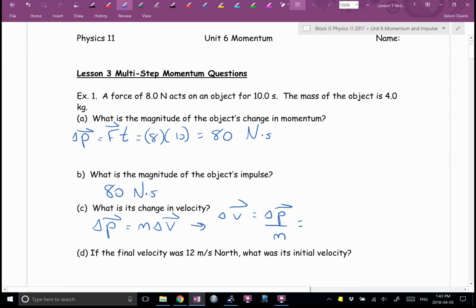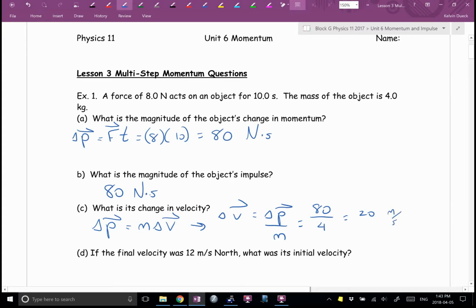Mandy, what was the impulse? Yep. What's the mass? You didn't reach for your calculator, did you? You looked at that and you said, I can go 80 divided by 4 in my head. Thank you. 20 what? It's a velocity. Now, it's a change in velocity. So, now what does this tell me?